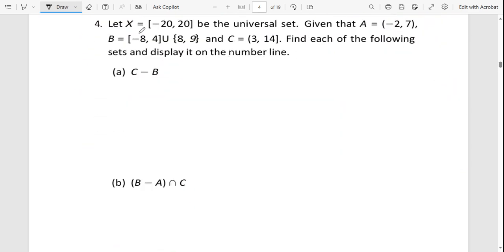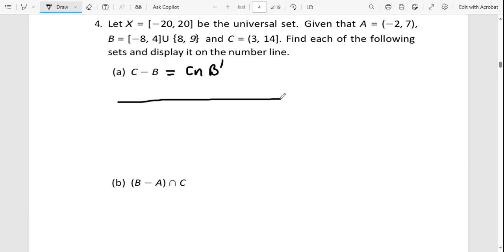Let X be from negative 20 to 20, A from negative 2 to 7, B from negative 8 to 4 union 8 comma 9, and then C is 3 comma 14. Find each of the following instances and display on the number line. So the first one is C minus B, which is the same as C intersection B complement. So first, let's find the set B complement.